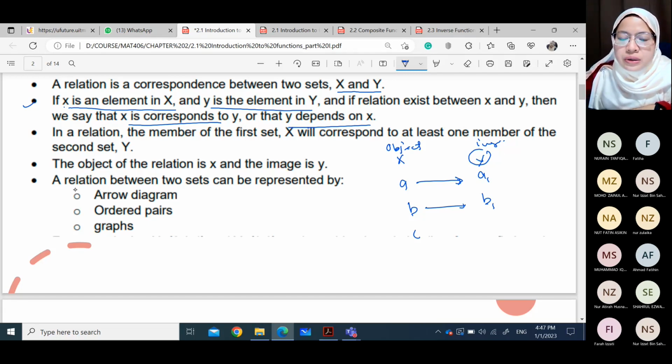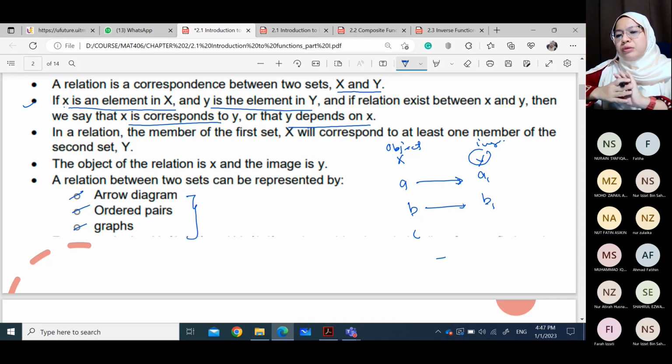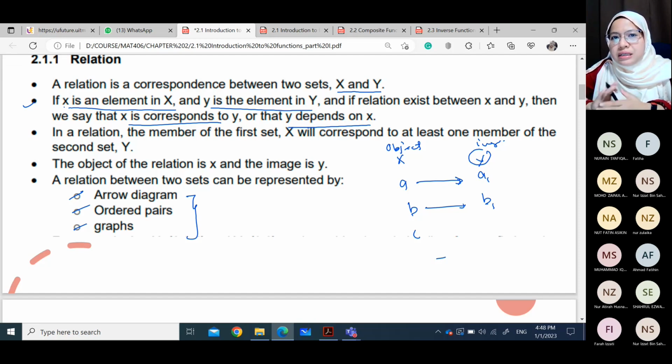Okay, so a relation between two sets can be represented by an arrow diagram. So this is an arrow diagram, ini salah satu contoh. And then ordered pairs, and it can also be represented by using a graph. So ada tiga bentuk yang kita boleh tunjukkan yang itu adalah relation antara dua set, sama ada kita boleh gunakan arrow diagram, ordered pairs and graph.